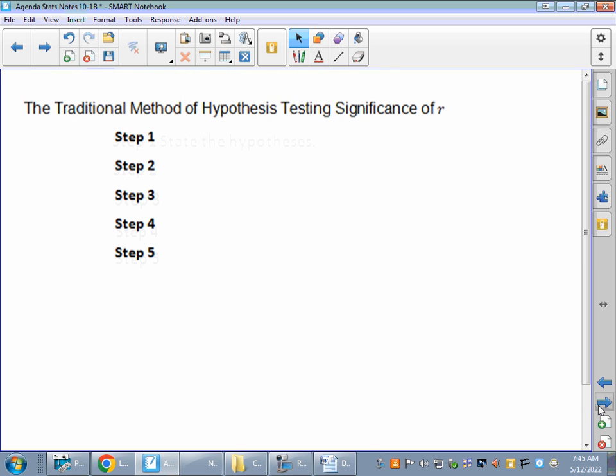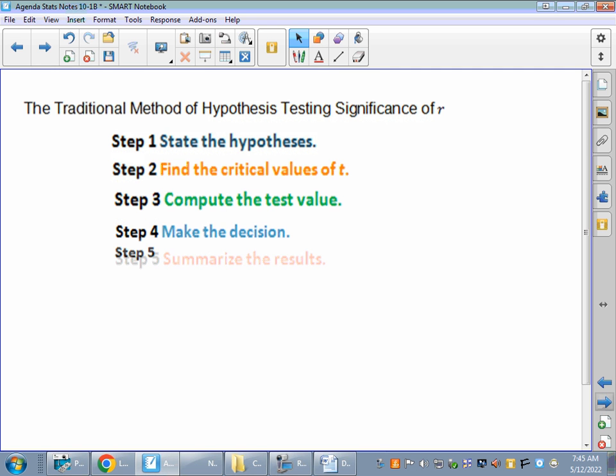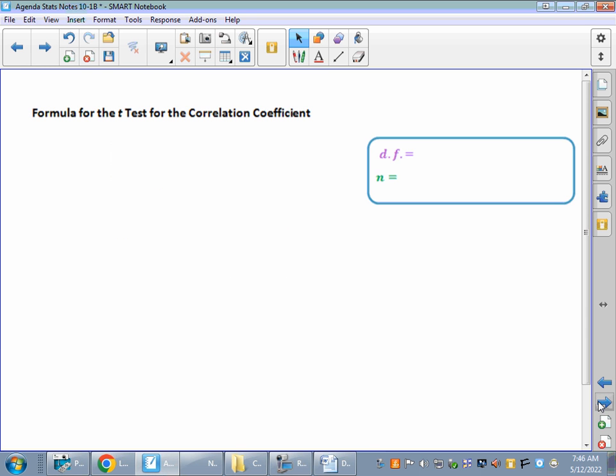So if we're doing our traditional method, remember, we're going to find our critical value, and we're going to do our test value. And then all the rest stays the same. Do our hypotheses, make a decision, summarize. So we know all that. We've done that. The test value is always what changes up, as well as where we find our critical value. The critical value will come from the t-table. And the test value looks like this.